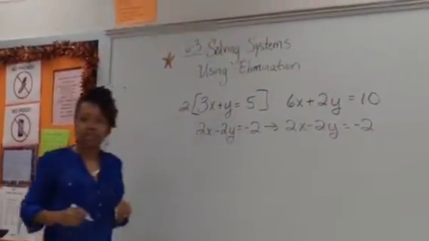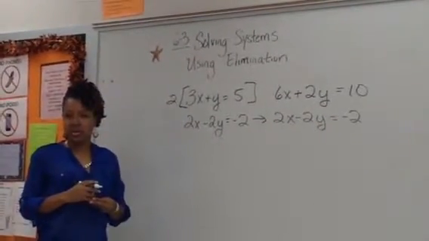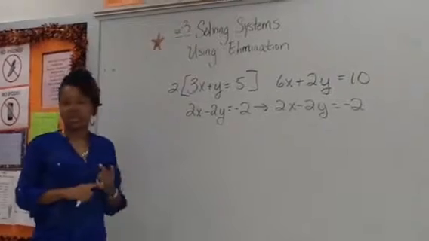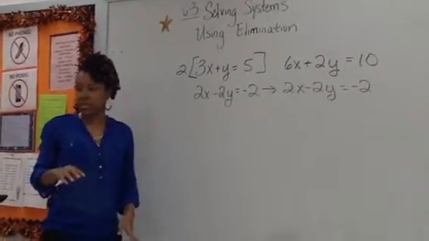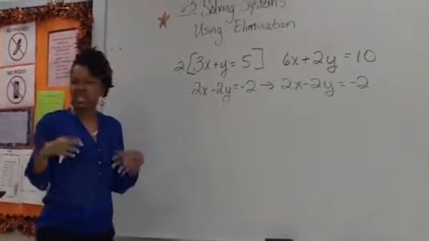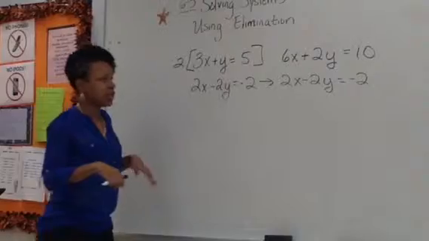Now do you see any opposites? Are there any opposites there? Yes, the 2y and the -2y. So you see, you can multiply by whatever you want to get opposites. So use the easiest thing you can think of, because you don't want to work with these humongous numbers if you don't have to. Okay?